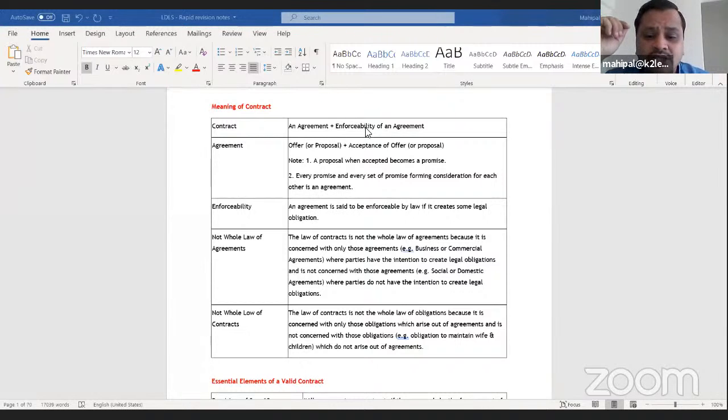The law of contract is not the whole law of agreements, neither is it the whole law of obligations, because contract deals generally with business and commercial matters. It does not deal with social and domestic agreements, nor are the obligations arising out of those social obligations taken into consideration. So it is neither the whole law of agreements nor the whole law of obligations. Am I clear? Great.